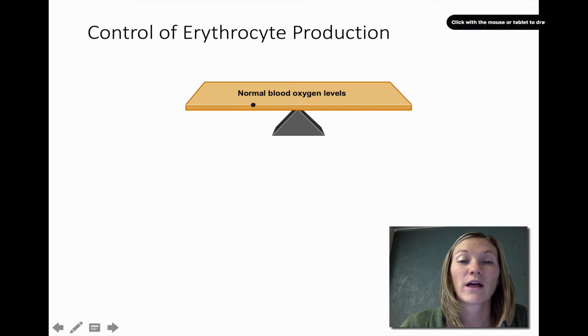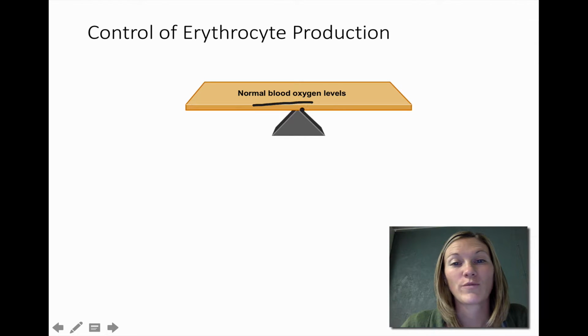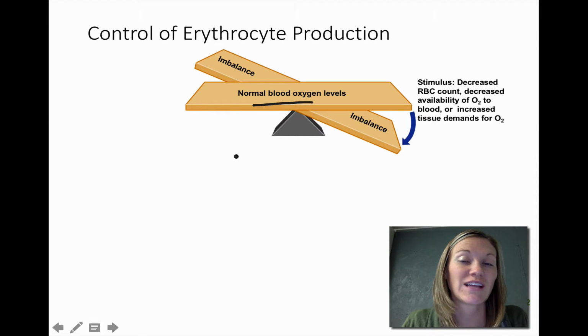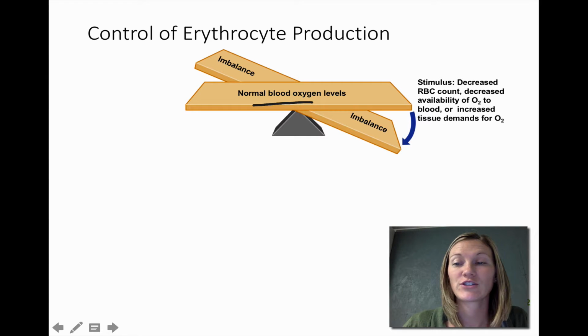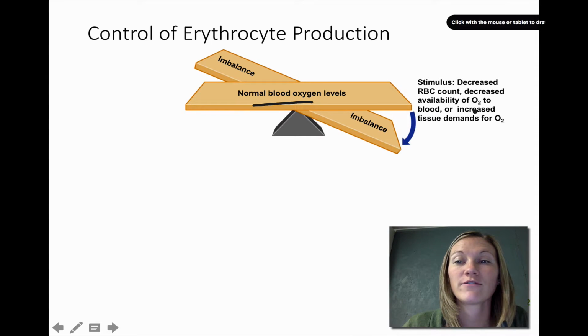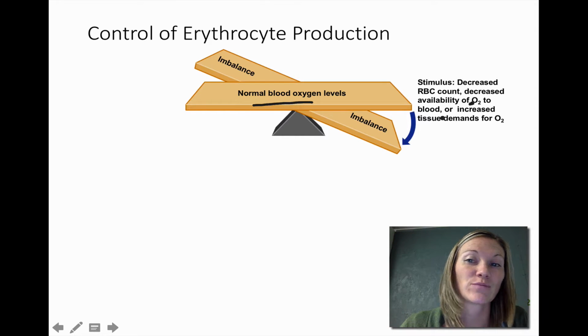So if you have normal blood oxygen levels, you're going to be in homeostasis. Everything is fine. But what happens is maybe you all of a sudden have a decreased amount of oxygen getting to your tissues. So the stimulus is a decreased amount of oxygen to your blood, or it could be an increased tissue demand.